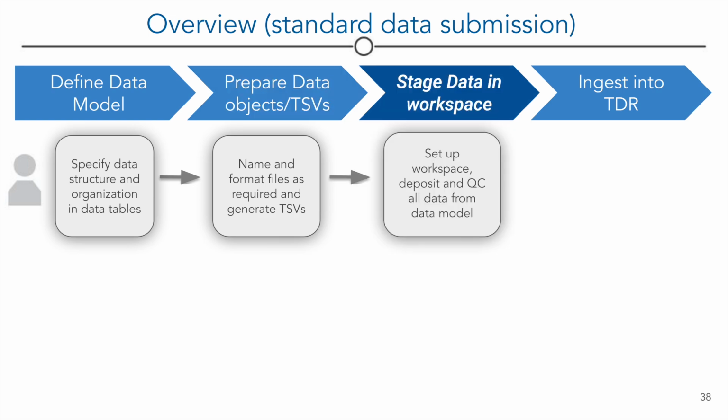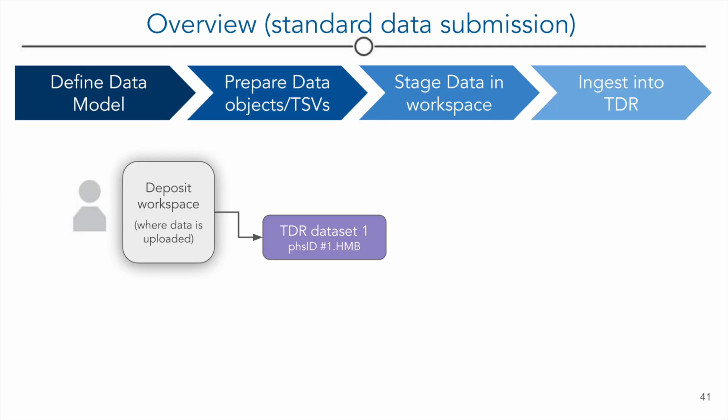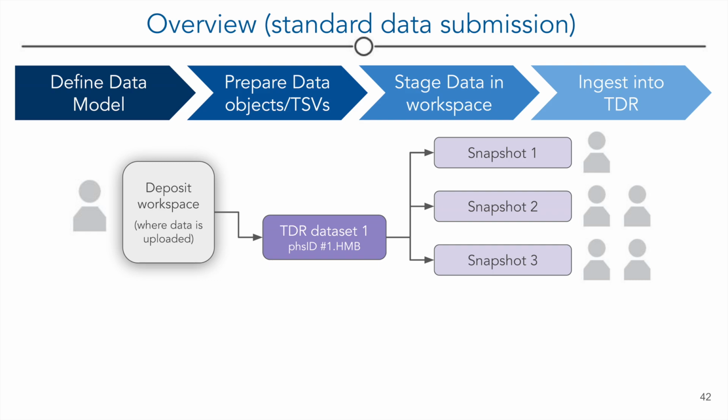Once you've gotten approval from the AnVIL to host your data, you'll stage and QC the data in an AnVIL submission workspace, also called the deposit workspace. Each consent group has its own submission workspace. Next, you'll ingest data from the deposit workspace into TDR by running a workflow. You can clean up the deposit workspace if you want. Once the data is ingested into the TDR dataset, you can create snapshots for researchers to analyze.